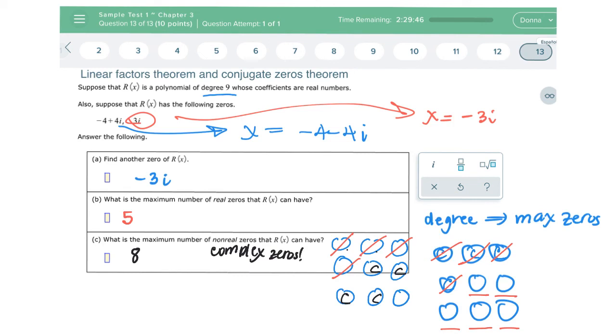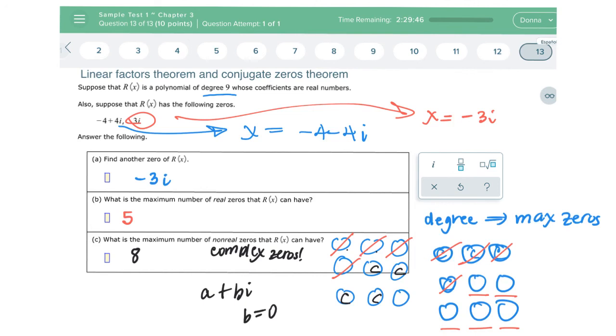And I really shouldn't say just complex zeros, because complex numbers do include real numbers. So for example, if you have a plus bi, if b is 0, that's still a complex number, but a is real. So when they say non-real zeros, they mean that the b won't be equal to 0.